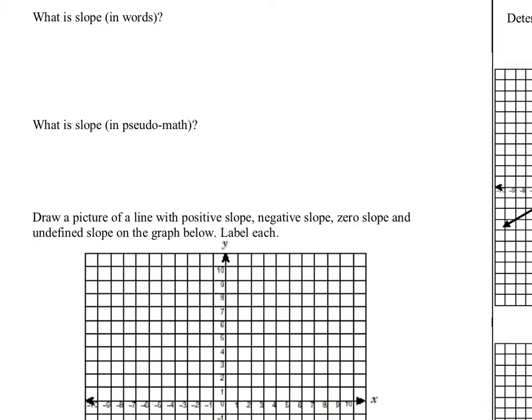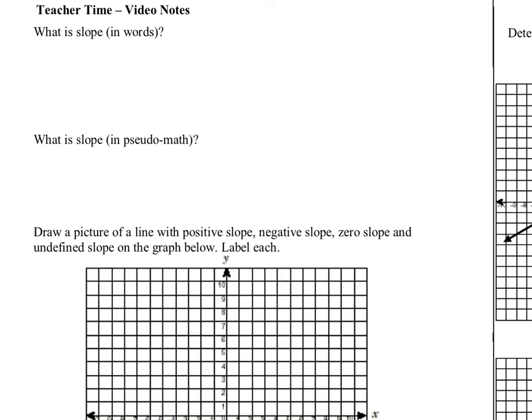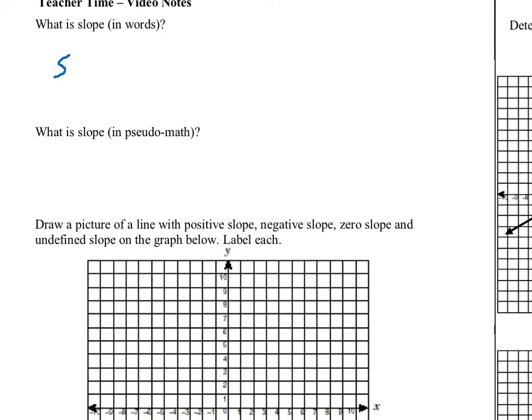Okay, so we're looking at finding slope of a line on a coordinate grid. In the video, it told us what the slope was. Someone with a raised hand, tell me what is the slope of a line in words. Trina. Indeed, it is the steepness of a line.